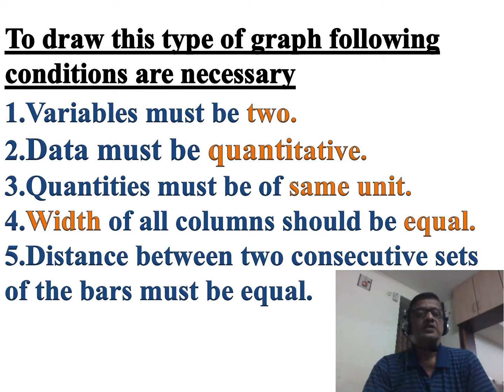I repeat the conditions which are very important for you to draw a joint bar graph. Variables must be two, data must be quantitative, quantities must be of the same unit, width of all columns should be equal, distance between two consecutive sets of the bars must be equal. Okay.